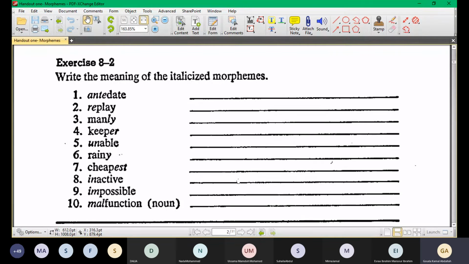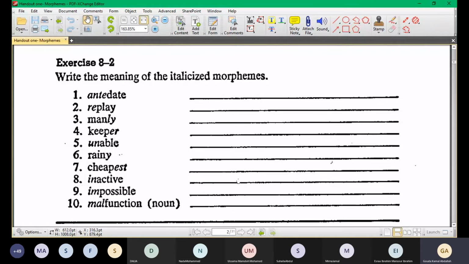And then we have replay. The italicized one is re. What does it mean, re? Again. It means to repeat or to do it again. Do we have other English words that have the re part? Yes, we have. Redo, resend, or rewrite, or restart, and so on.